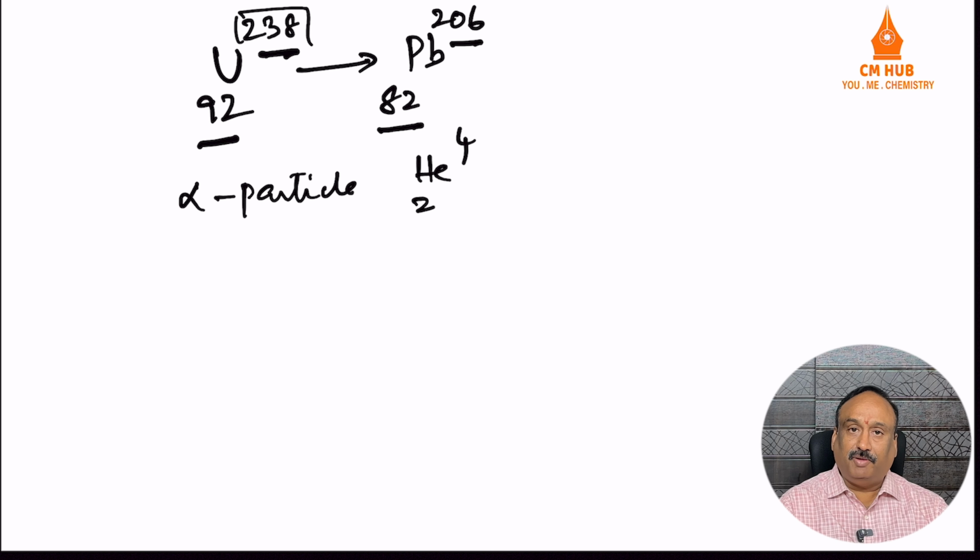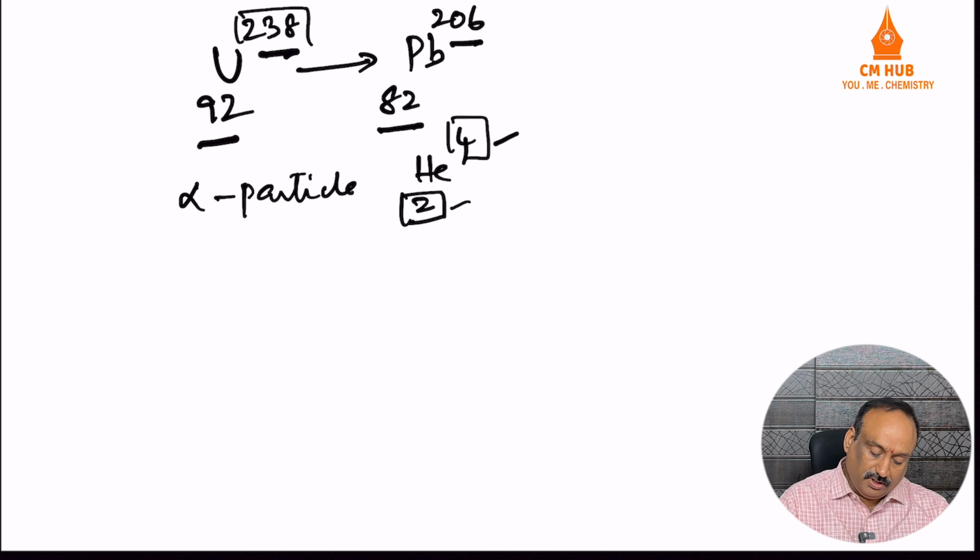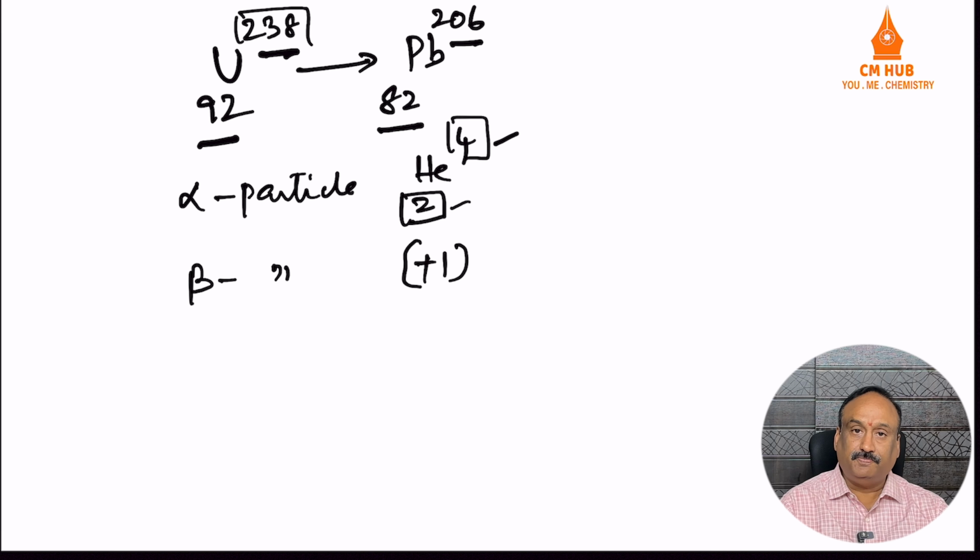Whenever an alpha particle is emitted, the atomic number decreases by 2 units and mass number decreases by 4 units. How many units of mass number? 4 units of mass number. And how many units of atomic number? 2 units. Now whenever a beta particle is emitted out, the atomic number increases by 1 unit.